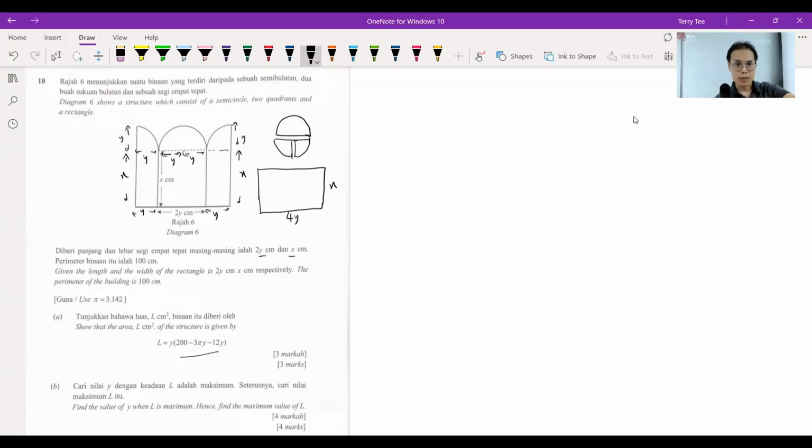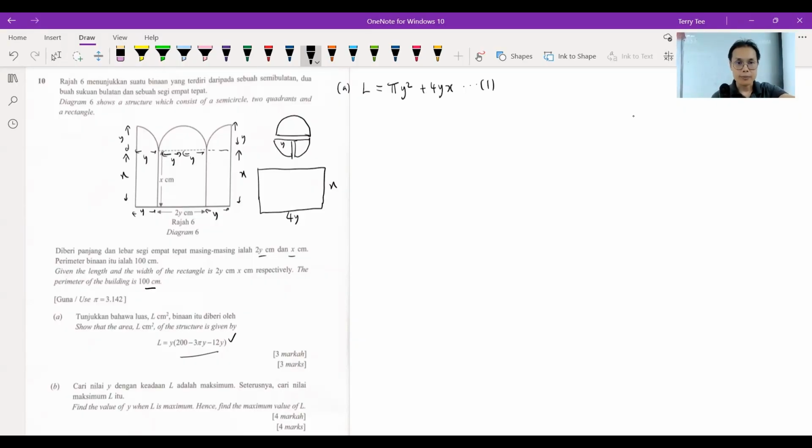So this semicircle here and the 2 quarters of a circle, they all have radius y. So we know that area or luas is the area of a circle, pi y squared, because your radius is y, plus 4y times x. So this is your first equation. You need a second equation because you need to give your answer in terms of y. That means there's no x.